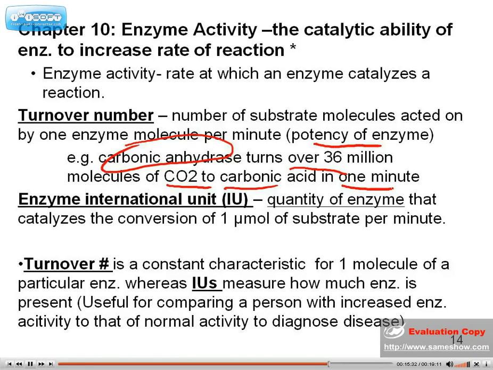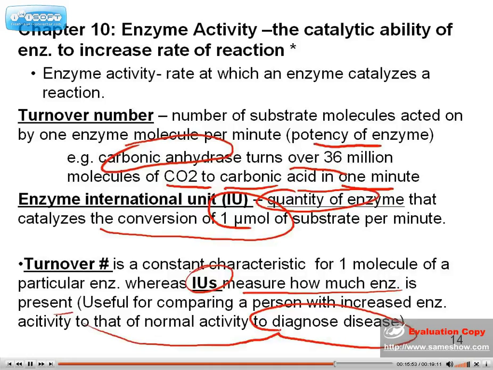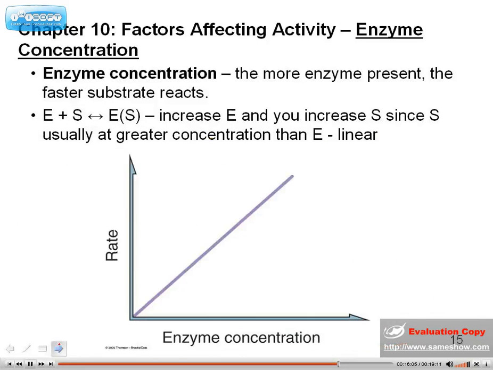So it's highly potent. Enzyme International Unit is the quantity of enzyme that catalyzes the conversion of 1 micromole. We like to use international units to measure how much enzyme is present, and this can actually be used when we're diagnosing diseases or any type of ailments based on enzyme concentration. Whereas turnover number looks at the individual characteristic of a particular type of enzyme and how potent it is.